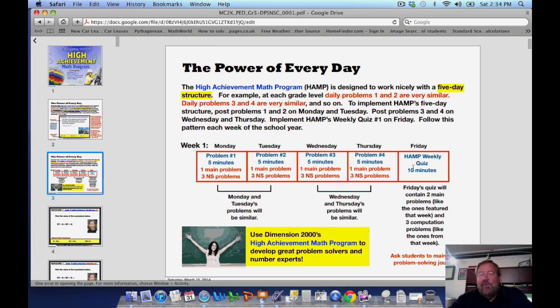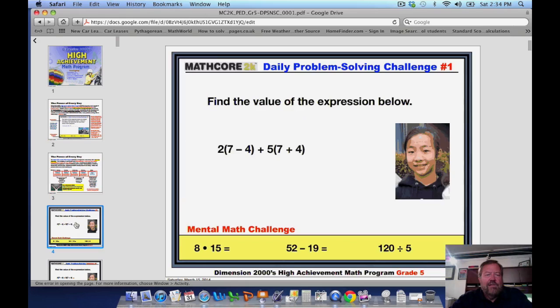Now on Friday, we have a short quiz for the students that reflects the problems for Monday, Tuesday, Wednesday, Thursday, and also the number sense problems. So let's take a look and see what this looks like.